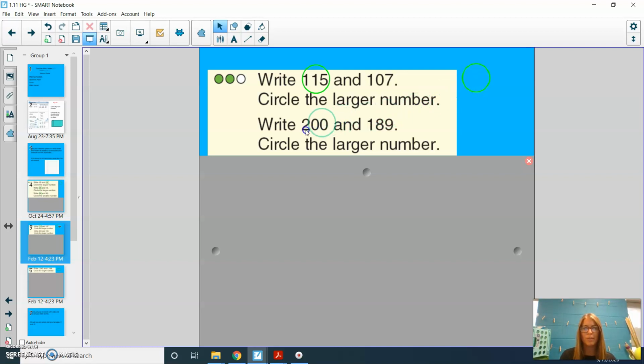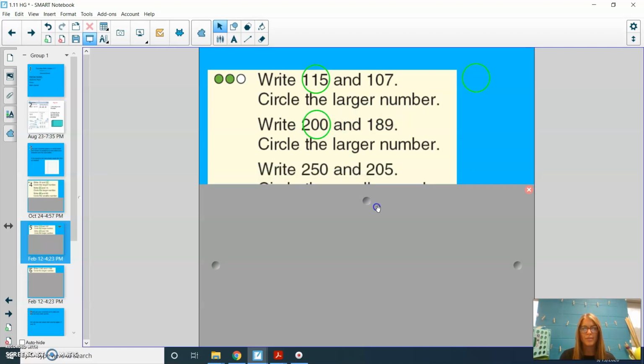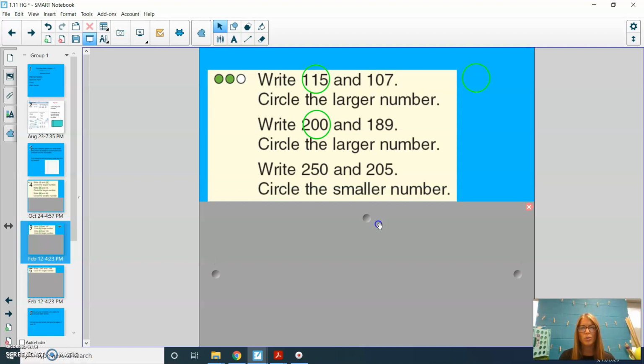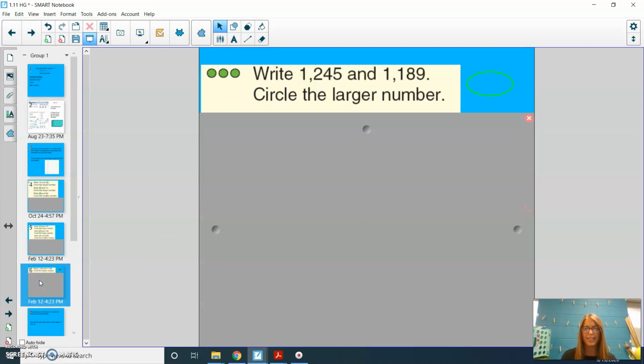And the larger number would be 200. Will you write down 250 and the number 205, but this time will you circle the smaller number? The smaller number would be 205. Let's practice 3 more like this. We have bigger numbers yet.